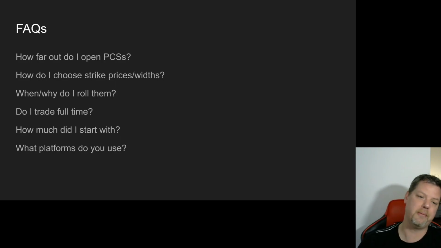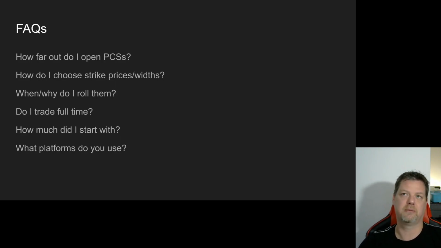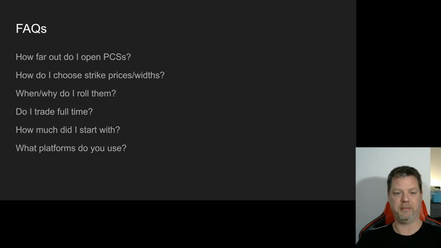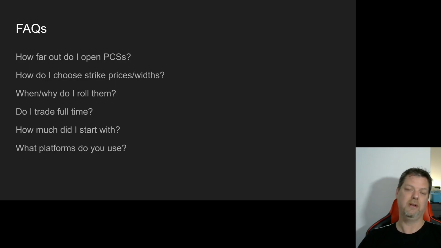When and why do I roll them? I generally like to roll anywhere between 5 and 12 days till expiration. Why? Because I don't want to get greedy for the last little bit of money when I know I'm playing a volatile stock that could drop right beforehand and I could potentially lose the collateral. Being 5 to 12 days out minimum means I still have extrinsic value and something to work with if I want to roll them out.